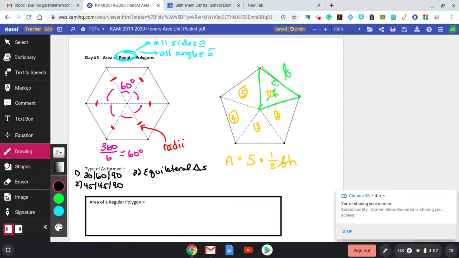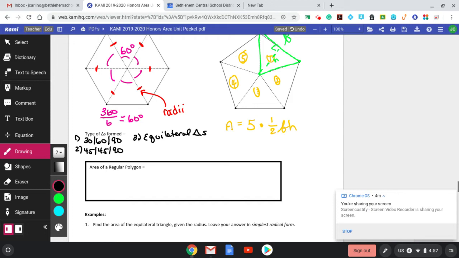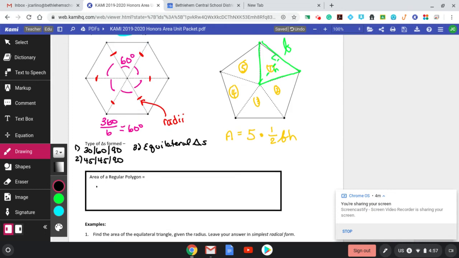So do I have a formula for you for the area of a polygon? Nope. Here's what we're going to do. We're going to take the number of triangles and multiply that by 1/2 base times height, the area of one of them. Okay, that's all we're going to do today. Okay, that is all we're going to do. So let's try it out.